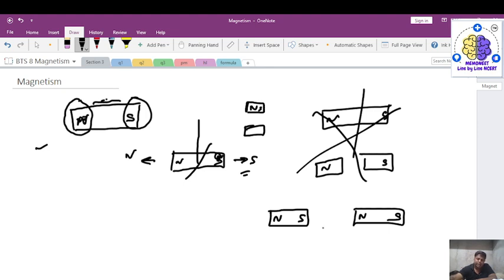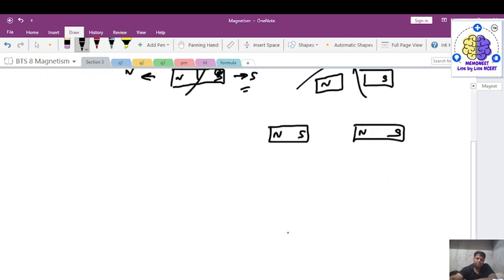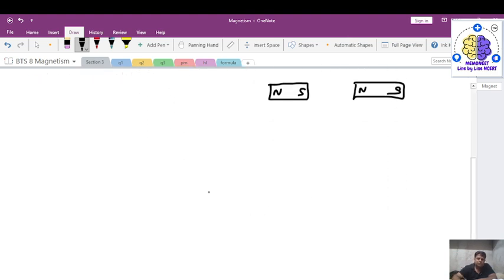Now, for a bar magnet there are a few basic things you should know, because these are terms used in numericals and questions. If this is north and this is south, then the line passing through the center of the bar magnet is known as the magnetic axis.